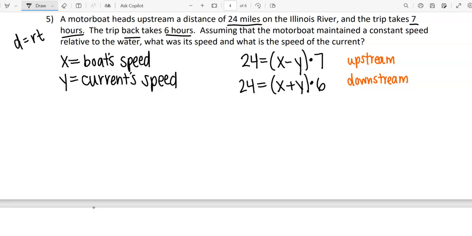We need these equations in standard form before we even do a matrix. So let's get these in standard form first. I'm going to distribute the 7 backwards. And so my first equation is going to be, I'm going to turn it around. We're going to do 7x minus 7y is equal to 24. Because remember, an augmented matrix has the total on the right side. What's the second equation going to say? 6x plus 6y, good, equals 24. Those are the equations we're going to use for our augmented matrix.